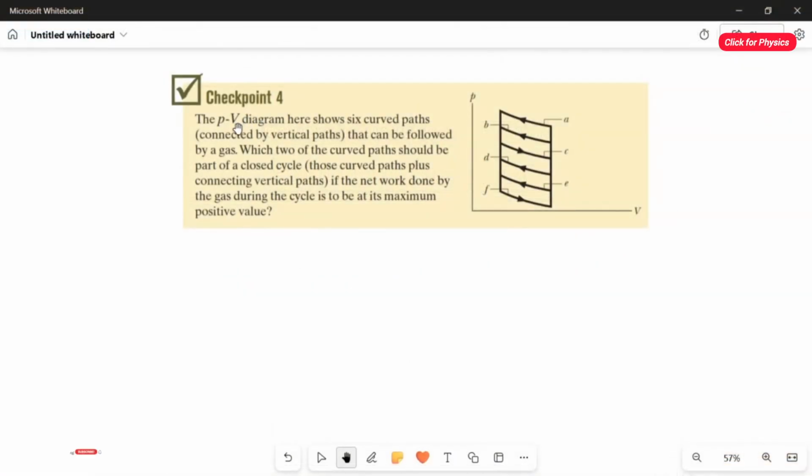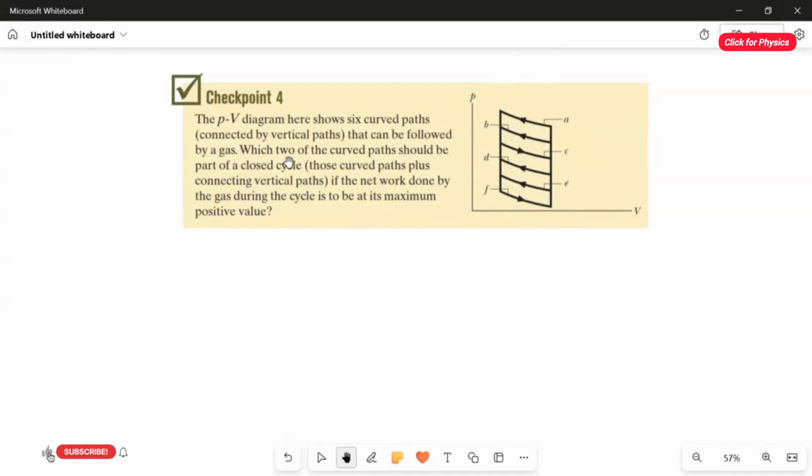Checkpoint 4. The PV diagram here shows 6 curved paths connected by the vertical paths. So let's see the figure. You have the PV diagram, and in this PV diagram you have 6 curved paths: A, B, C, D, E, and F. These are all the curved paths, and these are all connected by the vertical path. You can see the vertical lines on the right-hand side and the left-hand side. These two vertical lines are connected with these 6 curved paths.